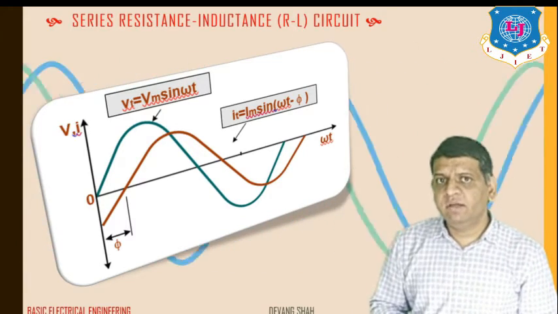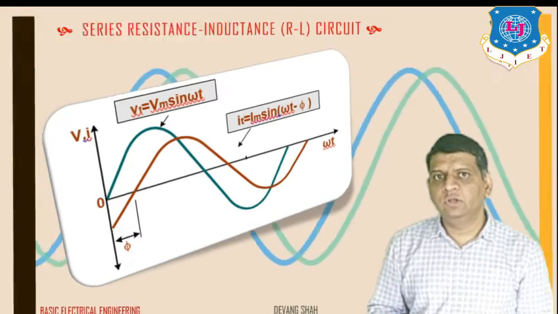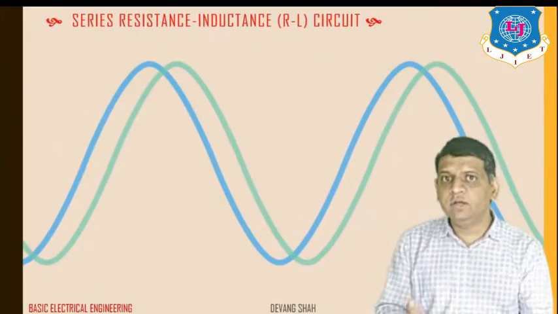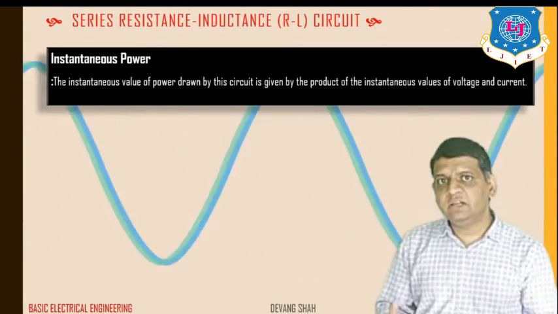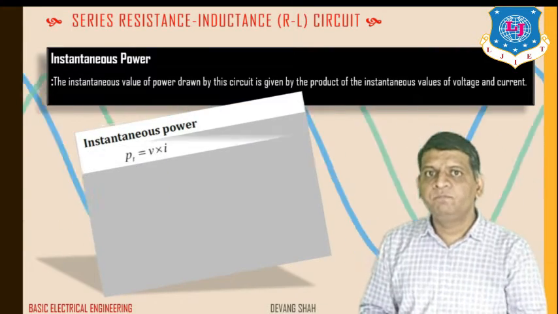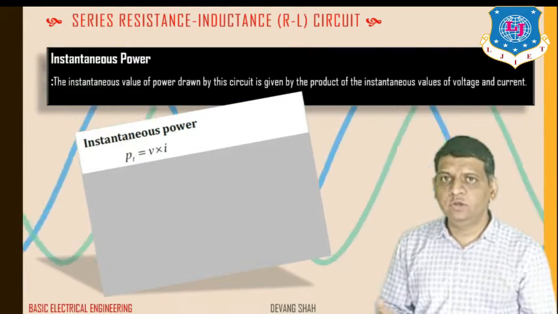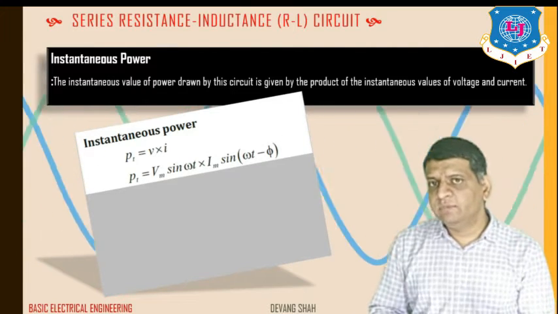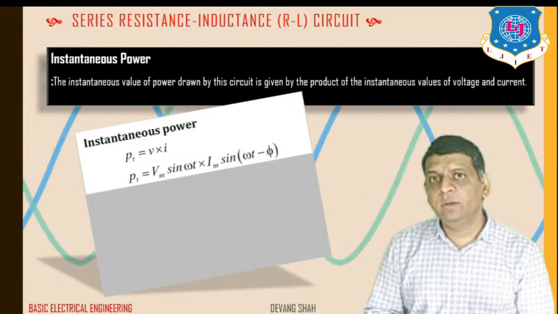Now point number 3, where you have to find the power calculation. Power P is equal to V into I. Instantaneous power is nothing but the multiplication of instantaneous values of voltage and current. So from this you can find p(t) equals v into i, where v equals Vm sin omega t and i equals Im sin(omega t minus phi).